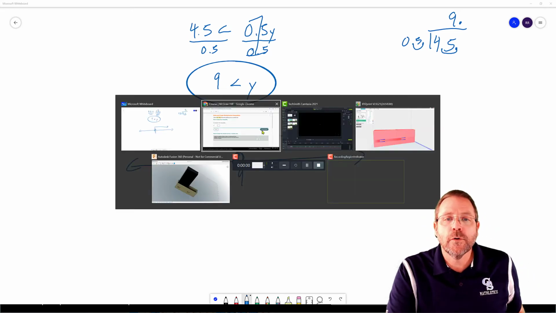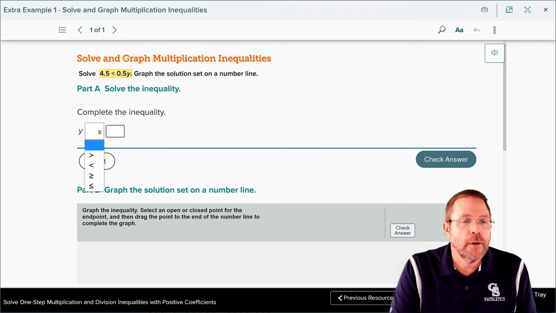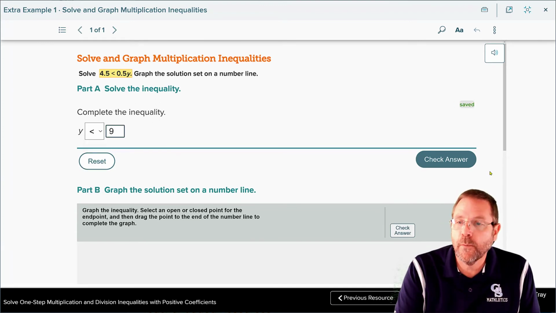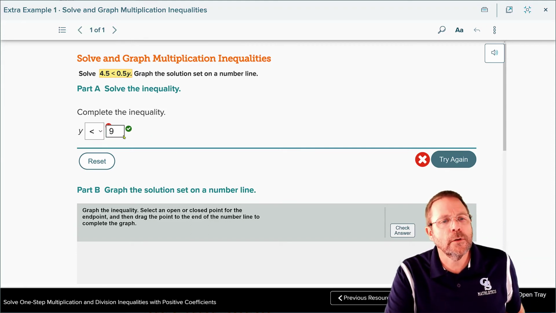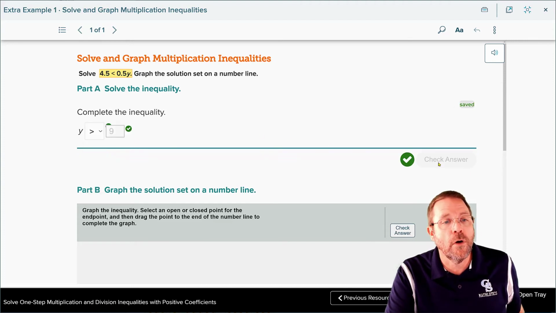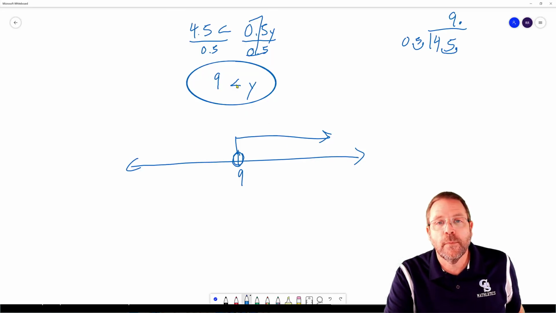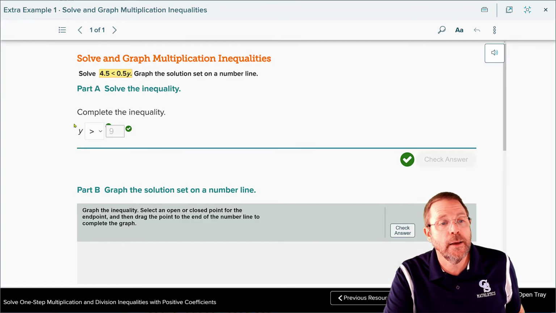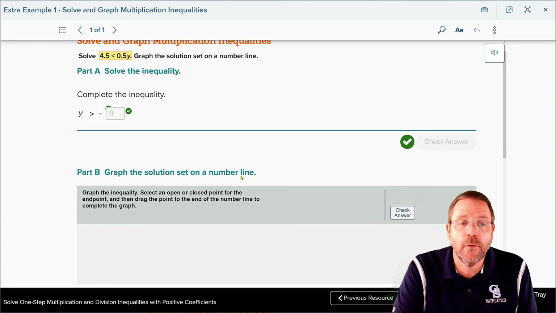Coming back over to our book, we're going to say there that the y will be less than 9. I'm going to check that. Oh, hold on. Why did that say that that's not right? That is right. Wonder what it's saying. That is wrong. Oh, I see why, because they changed the direction. They flipped the order of the problem. So you can see here my y is greater than my 9. Here the y is also greater than the 9. Make a point to slow down, look at things.